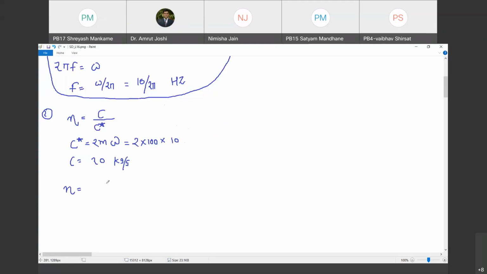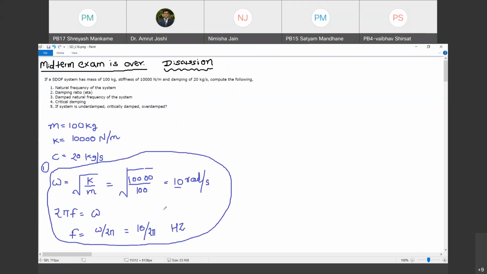And then what is the value of eta? Eta becomes equal to C upon C star. That is 20 upon 20 into 100. Do you agree with me? Yes. So in a nutshell, it is 1 by 100. So how much is 1 by 100? It becomes 0.01. Happy? Yes, sir.